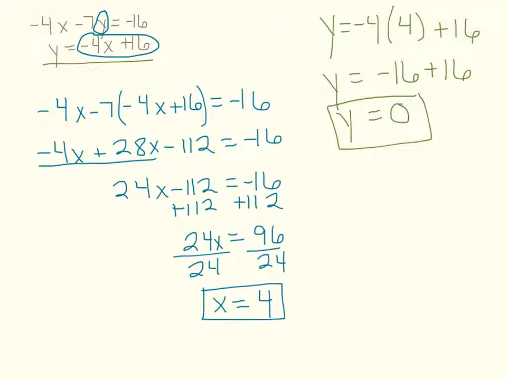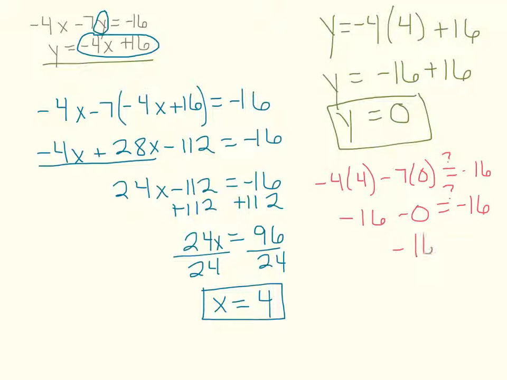Now we can check it by plugging both of those into the other equation. Negative 4 times 4 minus 7 times 0 should equal negative 16. Negative 4 times 4 is negative 16. 7 times 0 is 0. And negative 16 minus 0 is negative 16. So that checks.